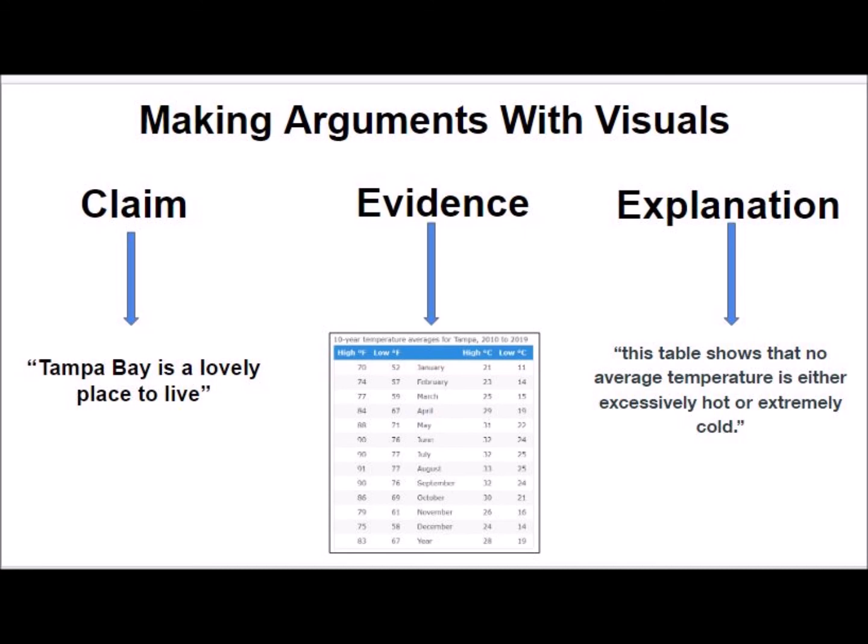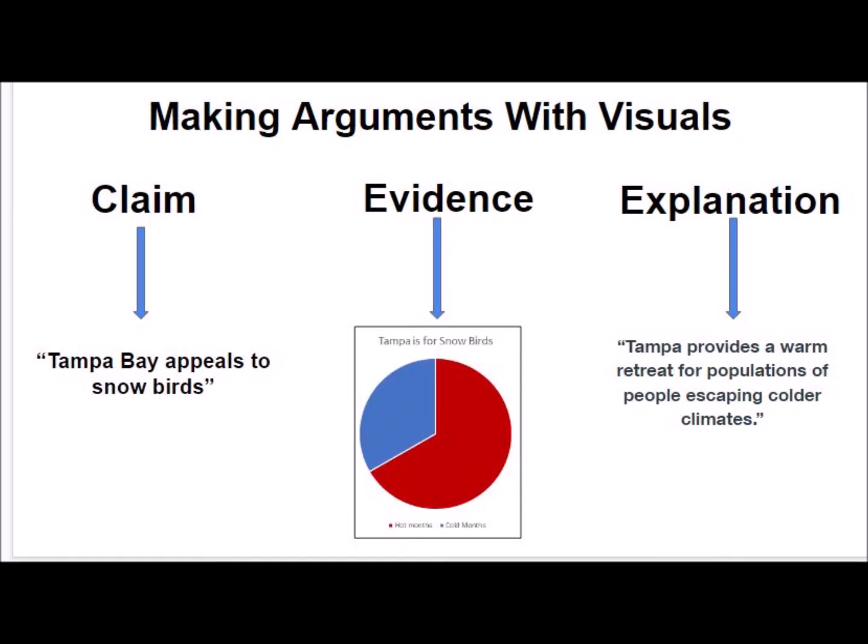What I just did was simply make a claim, introduce evidence to support my claim, explain what my evidence means, and connect this data to my original claim. If I were constructing a longer visual report, I would repeat this process with more claims and evidence. I could continue by saying that there is a whole population of people, known as snowbirds, who live in Tampa Bay part-time because of the pleasant weather in colder months. Figure 2, Tampa is for snowbirds, would help me make this point by showing that Tampa boasts hot months for over 2/3 of the year.